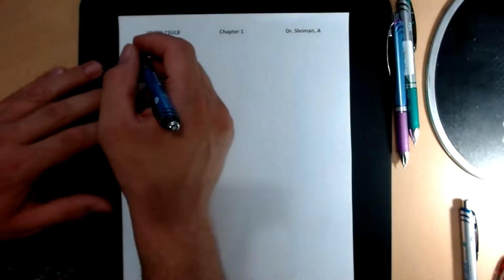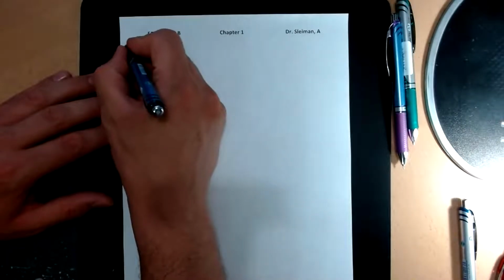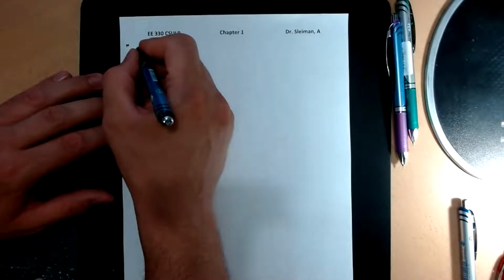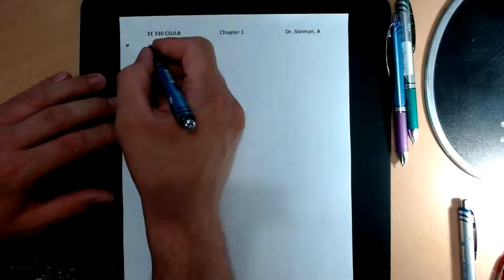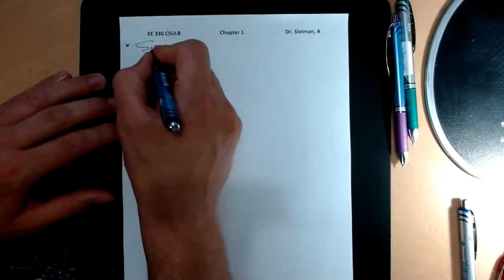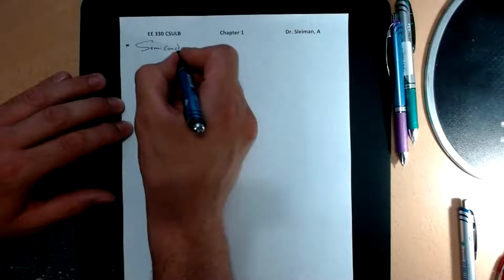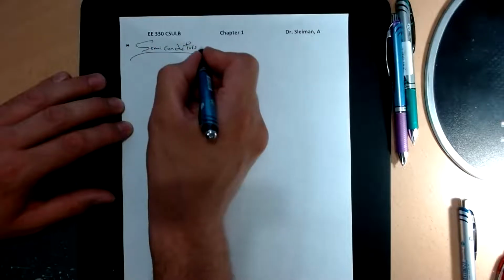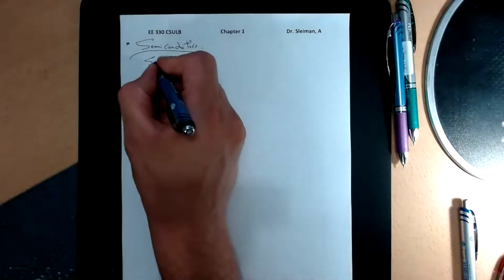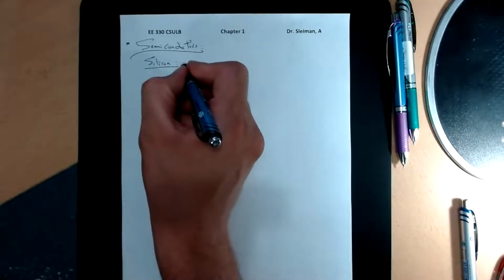Okay, now we're getting into the theory of core materials, the semiconductors. Semiconductors are the most popular material. The material that is most popularly used in semiconductors is silicon, which is Si.